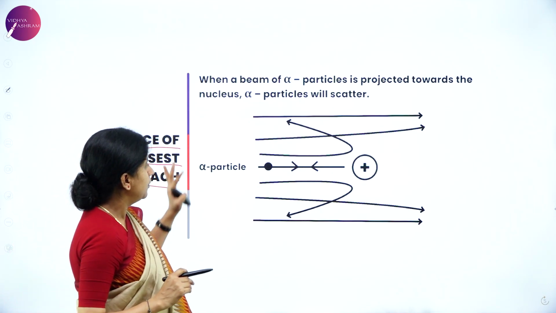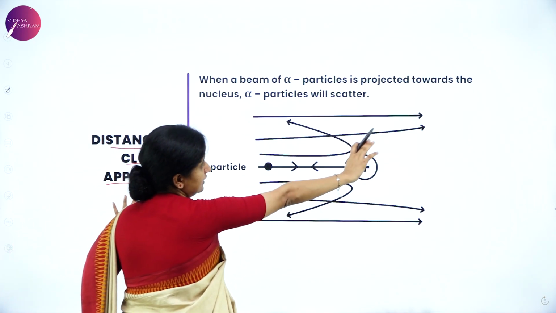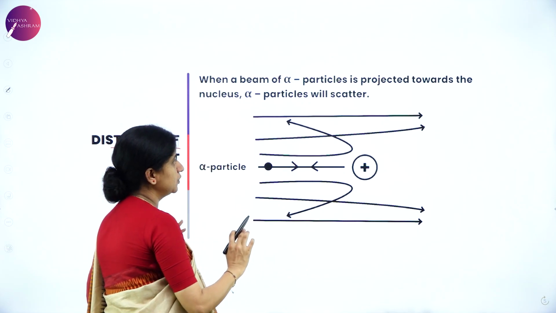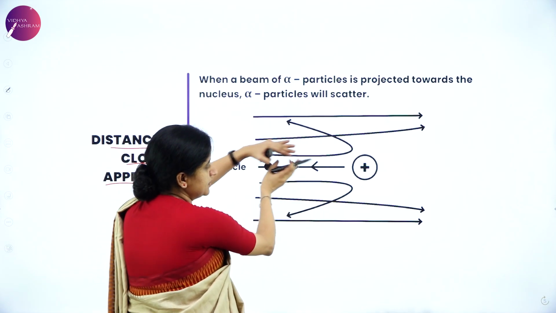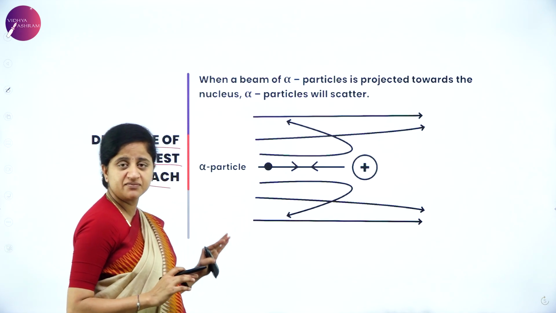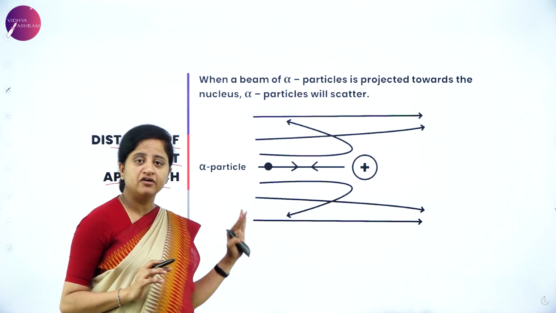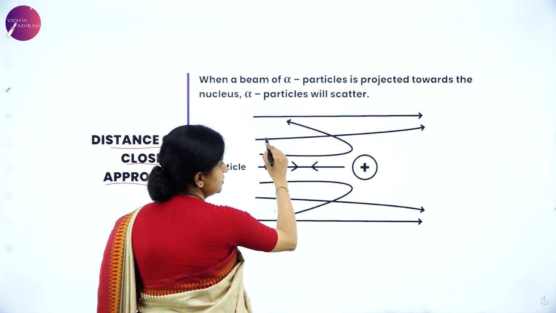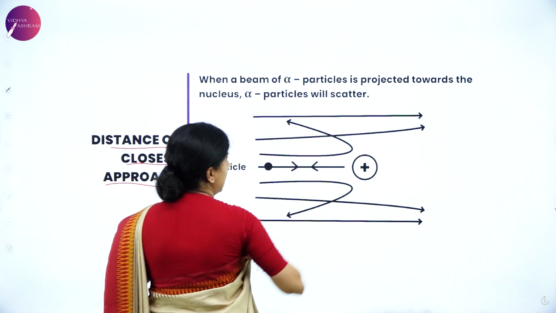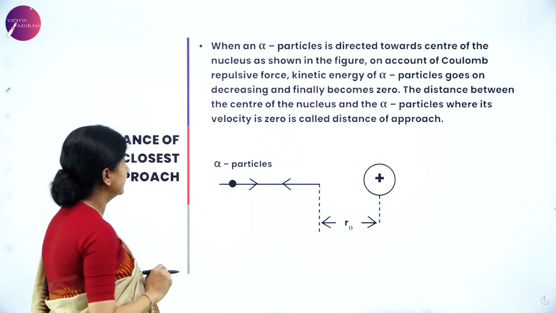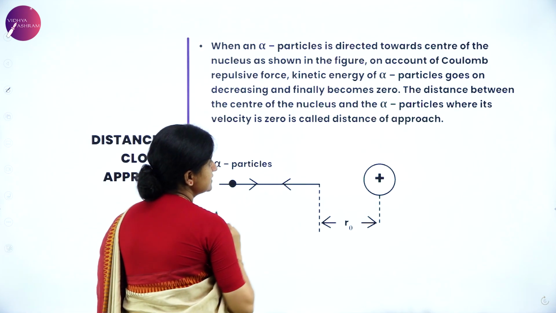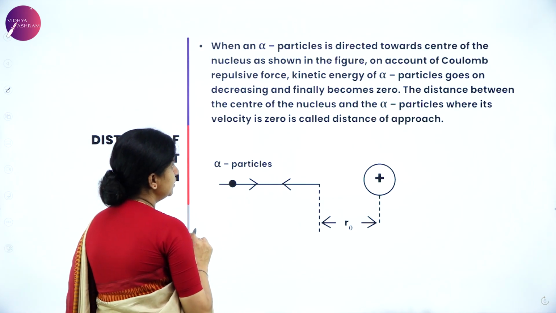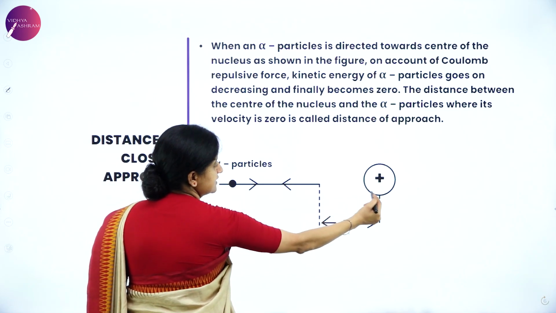What does it mean? When a beam of alpha particles is projected towards the nucleus, alpha particles will scatter. These are all the observations of the Rutherford atomic model. So when a beam of alpha particles is projected towards the nucleus, you can see here the alpha particles will scatter. When an alpha particle is directed towards the center of the nucleus, here you can see, this is the nucleus.